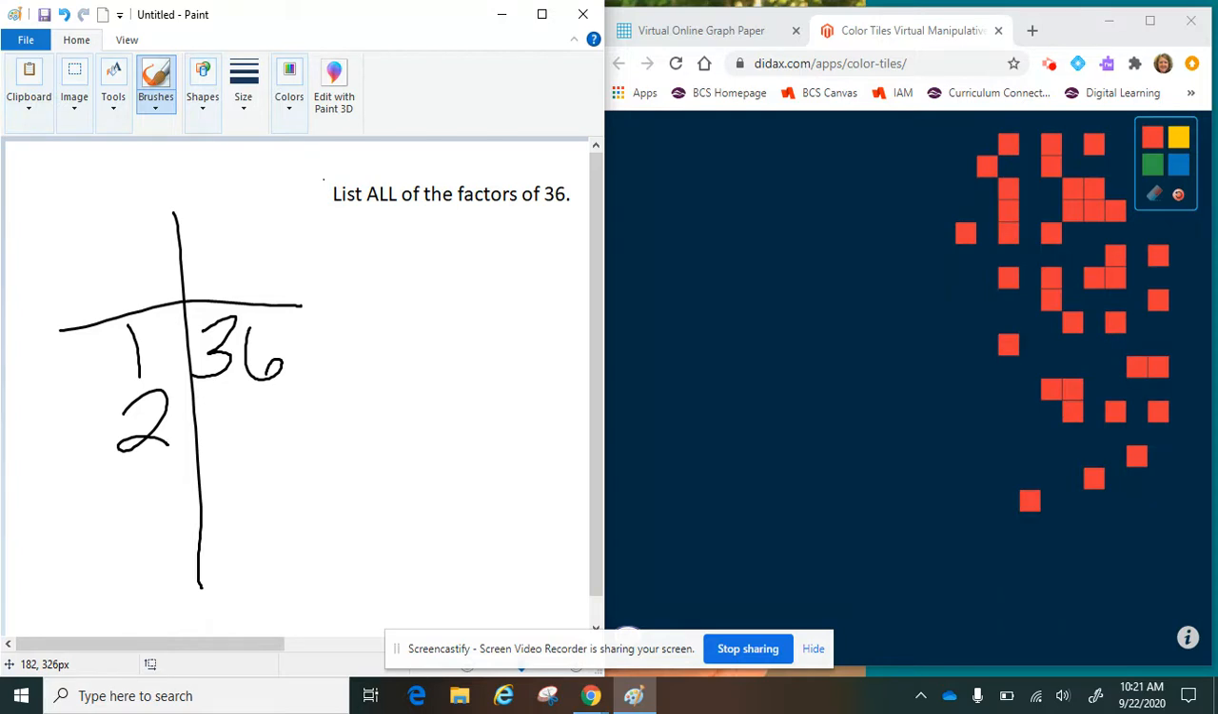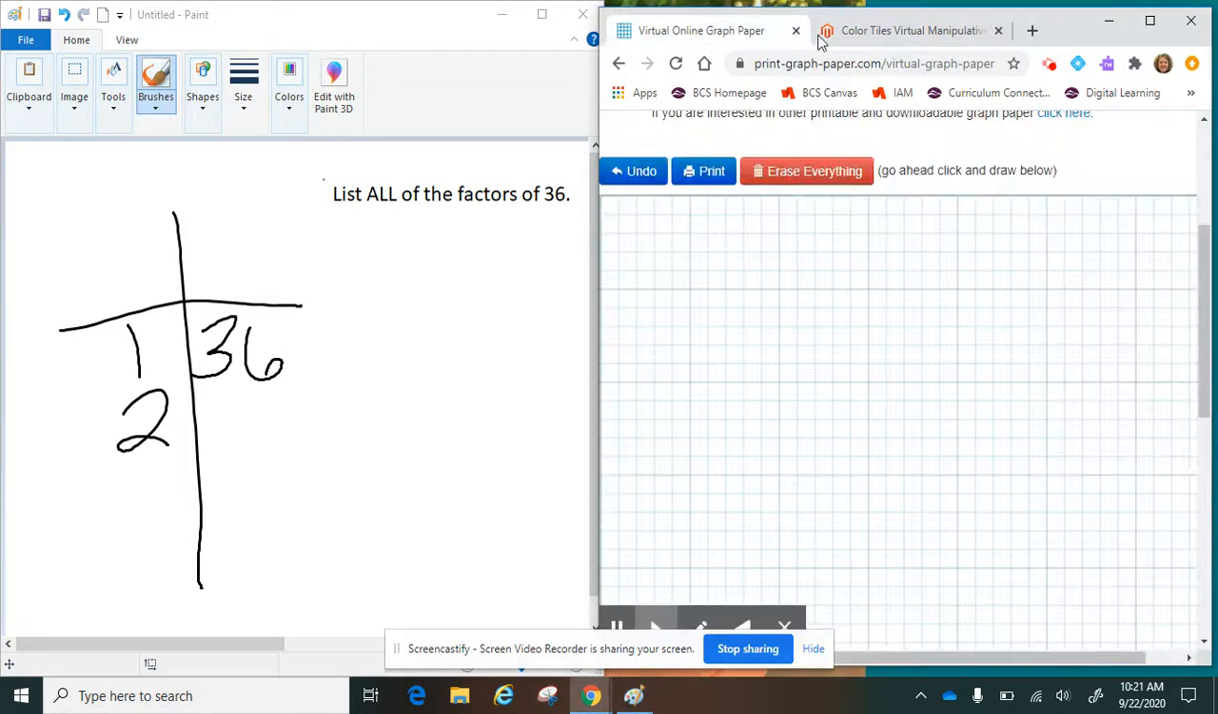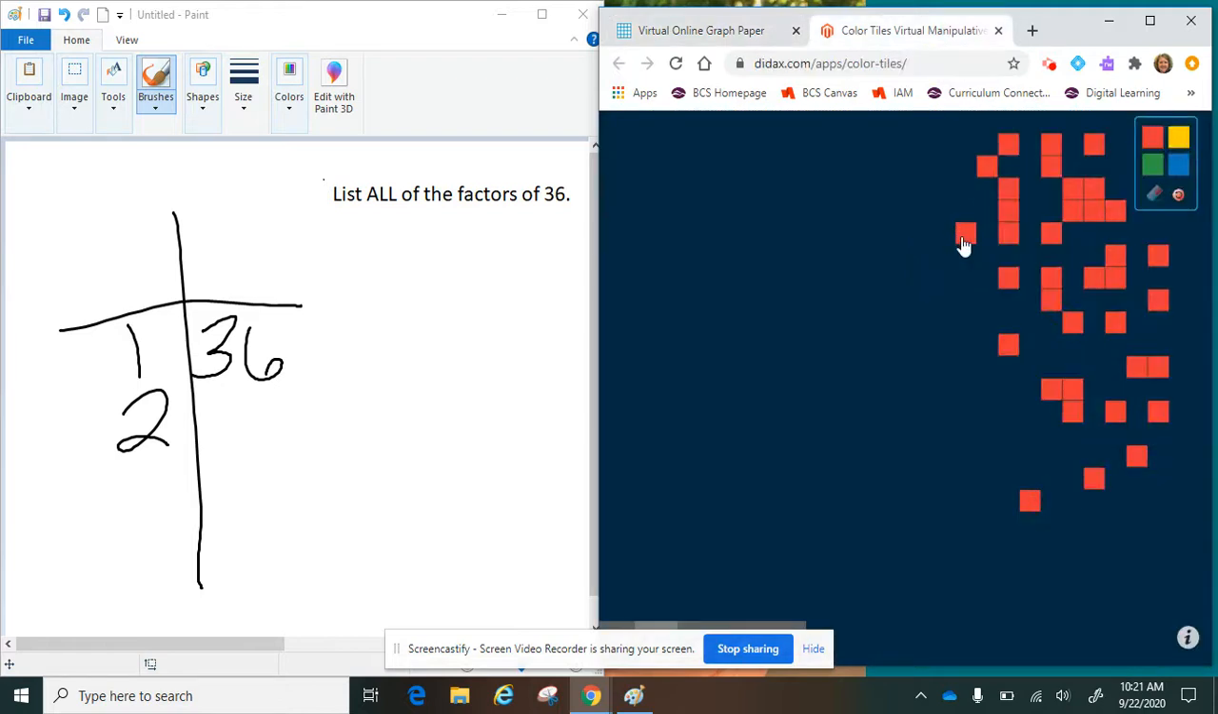I know the answer is yes because I know that 36 is an even number because it has a 6 in the ones place. But I don't know 2 times what is 36. So I have 2 choices here. I could use tiles. I could use multiplication that I already know, or I could use grid paper. So let's see what tiles would look like.